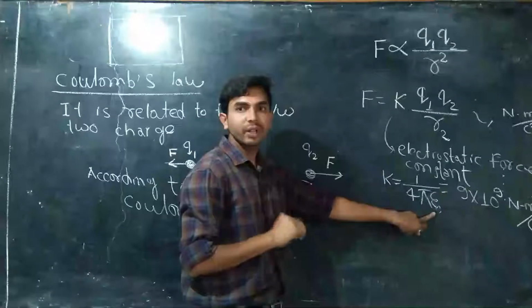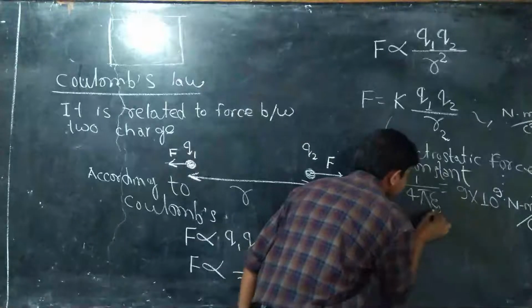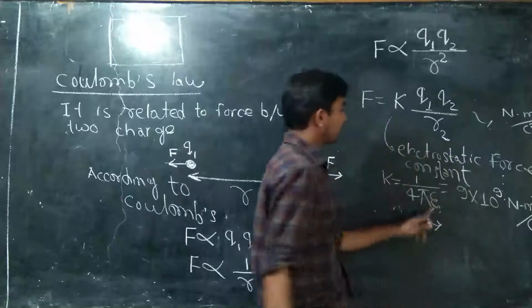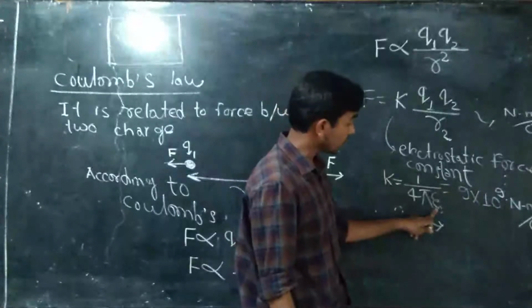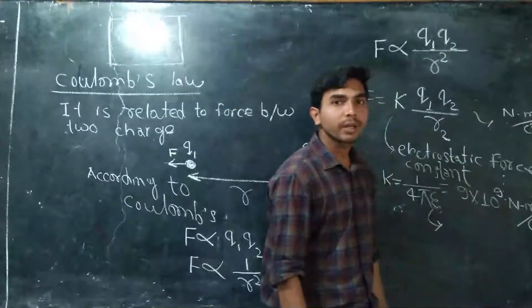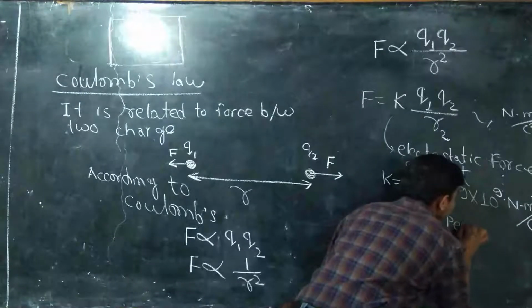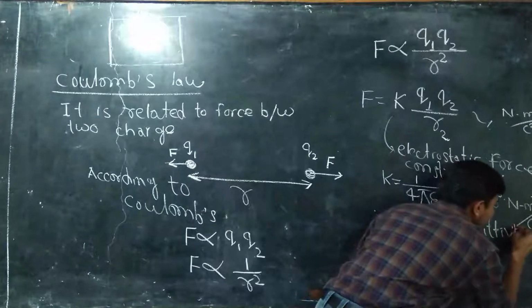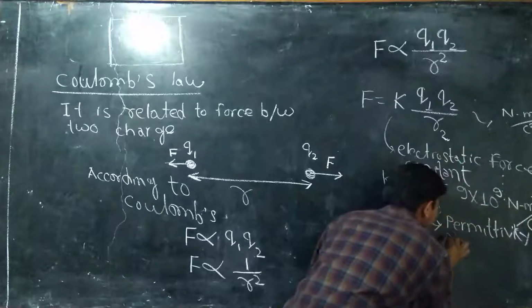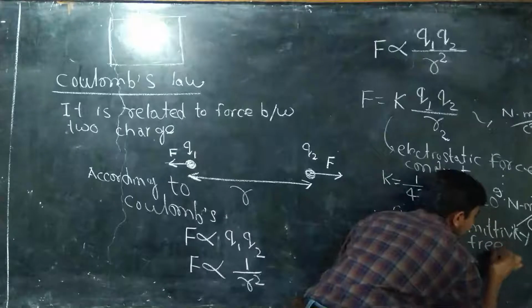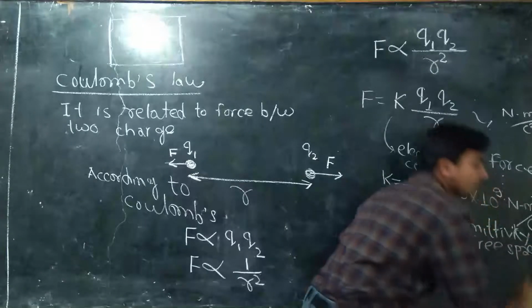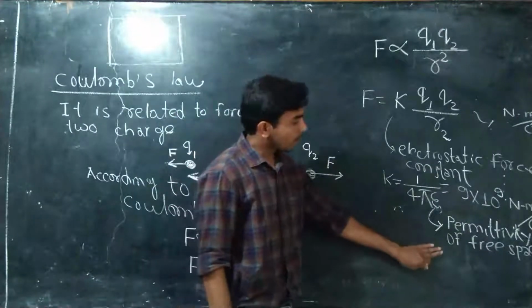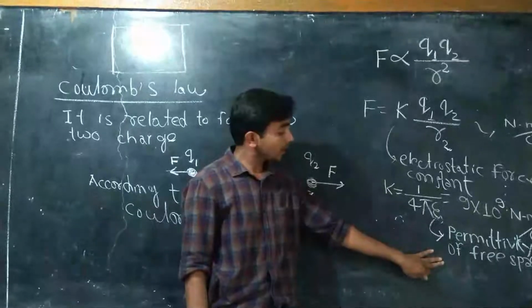Now you can see what epsilon 0 is. This one is read as epsilon 0, and epsilon 0 is known as permittivity of free space.